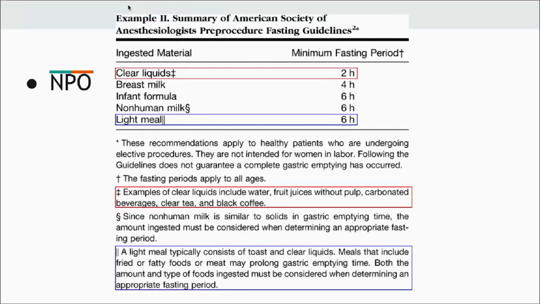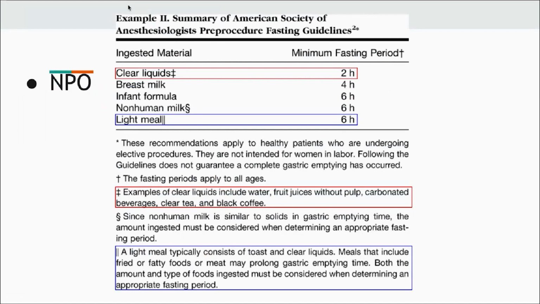Next, we'll talk about NPO status of a patient. And on the next slide, I have a list from the ASA with our pre-procedure fasting guidelines. Typically, historically, what we've told patients is nothing by mouth after midnight. And that's because when you tell a patient that they can have something on the day of surgery, they typically don't follow directions. When in fact, patients are actually allowed to have clear liquids up until 2 hours before their planned procedure.